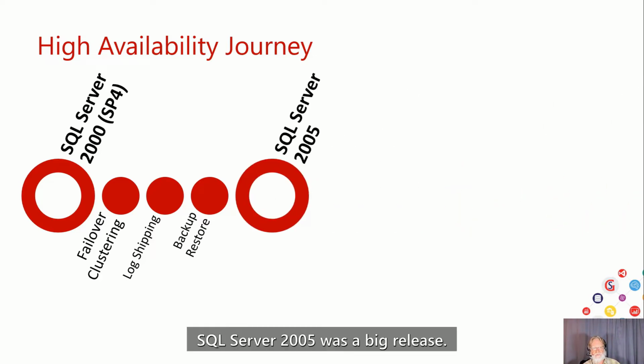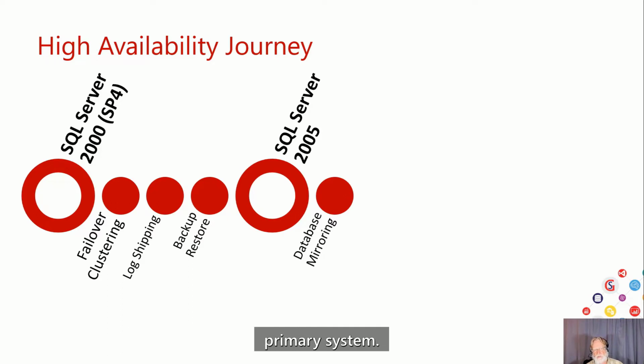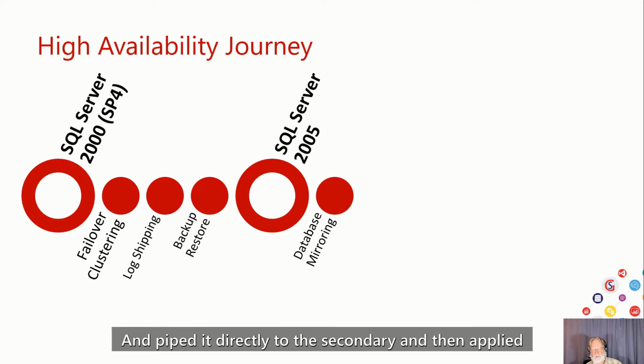SQL Server 2005 was a big release. It was a 5-year release cycle, so that took a lot of time. Database mirroring came about in that time. Database mirroring is a system where it's sort of like continuous log shipping. You have a primary and a secondary, and we had a transport that directly took the log from the primary system and piped it directly to the secondary and then applied it on the secondary.